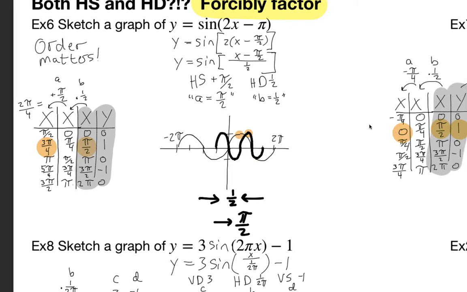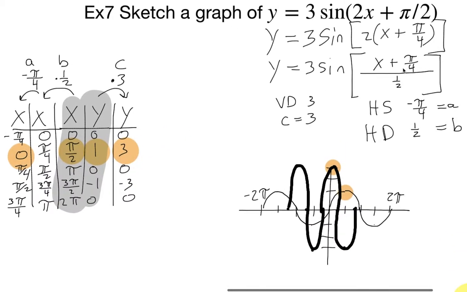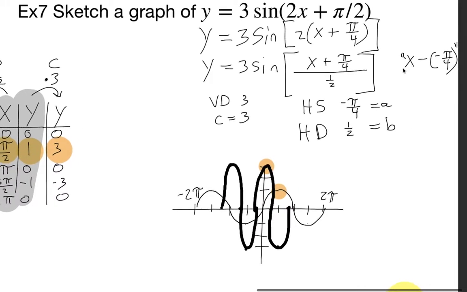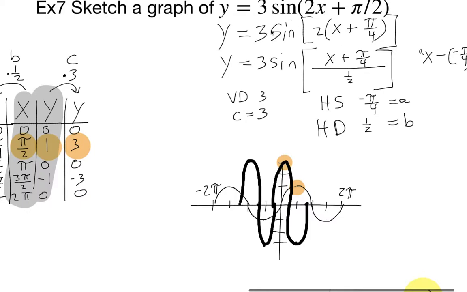Okay, let's do another example. Wow, there's a lot going on. We've got 3 different transformations. We've got a number out here. That's going to be the vertical dilation. That's the C. And then we've got a whole bunch of junk in the middle we've got to clean up. So we've got to forcibly factor.